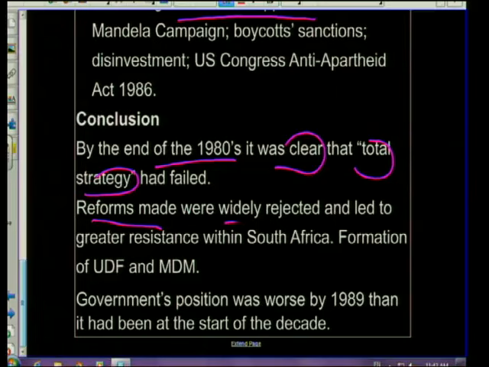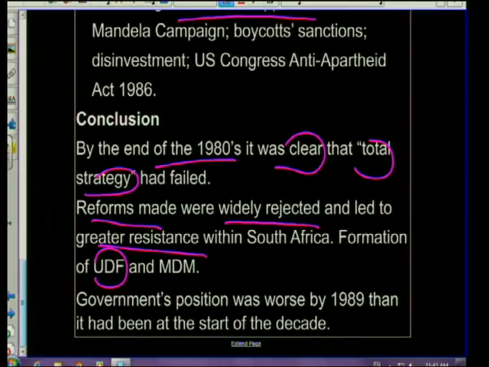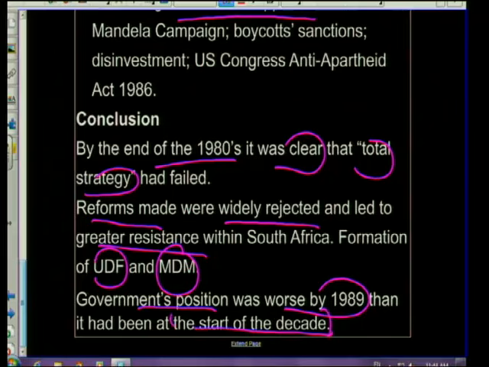Reforms made were widely rejected by many people in South Africa, many organizations. Greater resistance within South Africa, the formation of the UDF and MDM, and the government's position was actually made worse, which was not their intention at the start of the new decade, moving on from 1980.